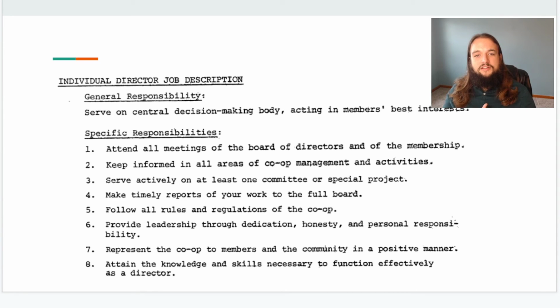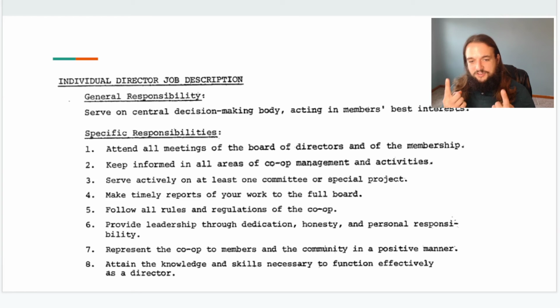2, keeping informed in all areas of co-op management and activities. 3, serve actively on at least one committee or special project. 4, make timely reports of your work to the full board, which includes basically getting those distributed out prior to the approval of the agenda during the meetings. 5, follow all rules and regulations of the co-op. Basically, serve as an ideal example of a cooperator.